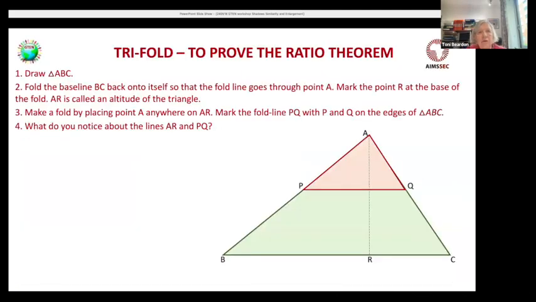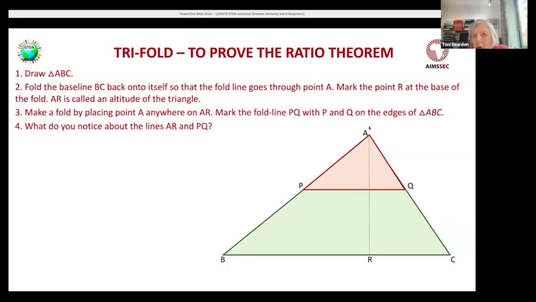Now, what Caroline is going to show us in a minute is just a little bit of folding here. For any triangle, and it's not a special triangle, we don't need to measure the angles, any triangle, you fold the baseline BC back onto itself, so that the fold line goes through A and R, and it actually makes two right angles at R. So you make a fold by placing A anywhere on AR. So P and Q are not the midpoints, but anywhere on AR. And you mark the fold line PQ.